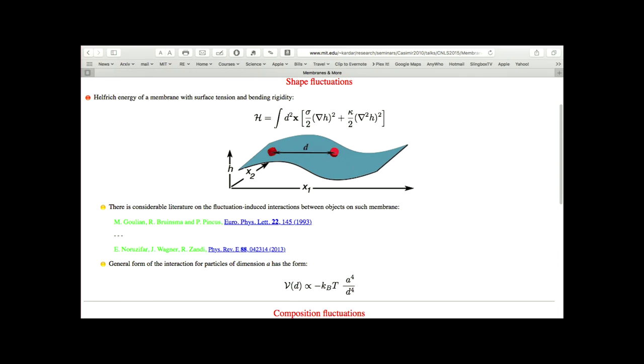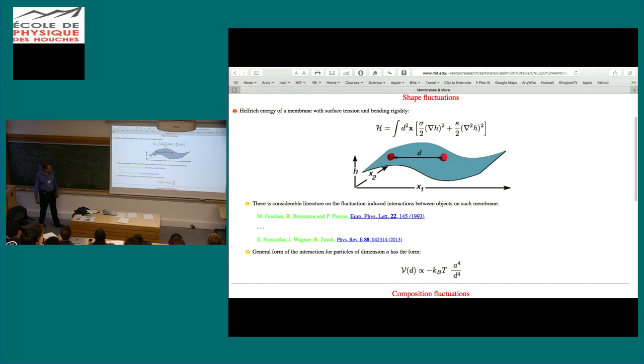As far as I know, there have been predictions of this, including by us and Ramin Golestanian, who comes some time from now, back more than 25 years ago. Nobody has been able to experimentally demonstrate that these forces exist.